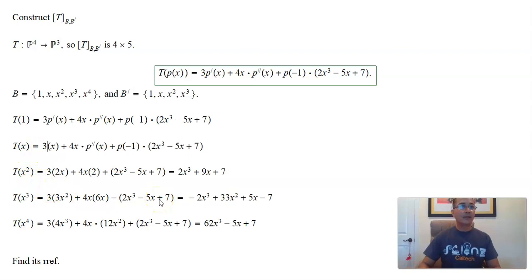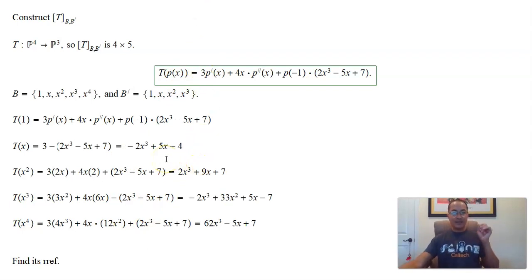Okay, down to x. Derivative is 1, so we can erase the whole thing. Second derivative, 0. So this whole term goes away. P at -1 is just -1, so it becomes minus this thing. Okay, so we get minus 2x cubed plus 5x, 3 minus 7 minus 4. And we get, yep, that's what I said.